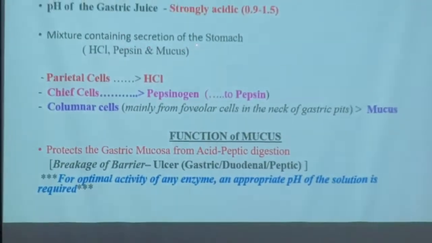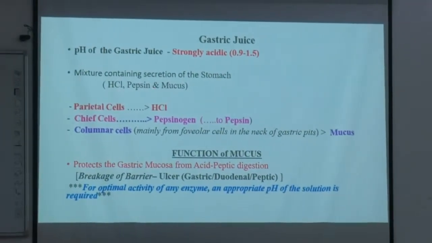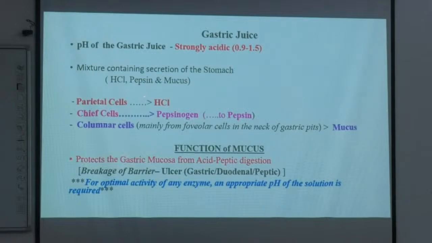Stomach juice is strongly acidic, I repeat. It's a mixture containing hydrochloric acid, pepsin and mucus. Remember this: parietal cells secrete hydrochloric acid. Chief cells secrete pepsinogen, which finally gets converted to pepsin. Columnar cells, I will show you the histology and then a schematic diagram shortly. Columnar cells form mucus. And the function of the mucus is to protect the gastric mucosa from acid peptic digestion.